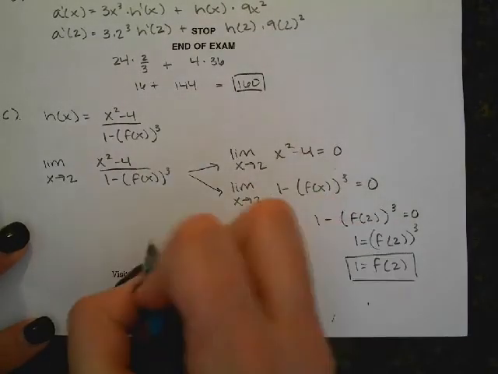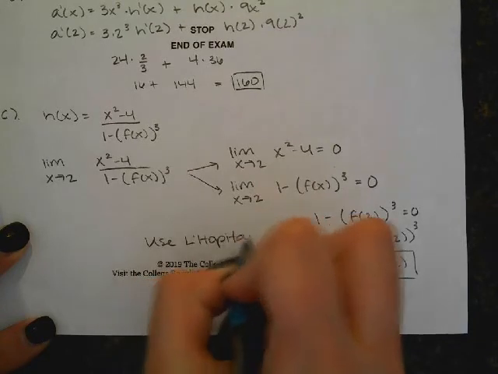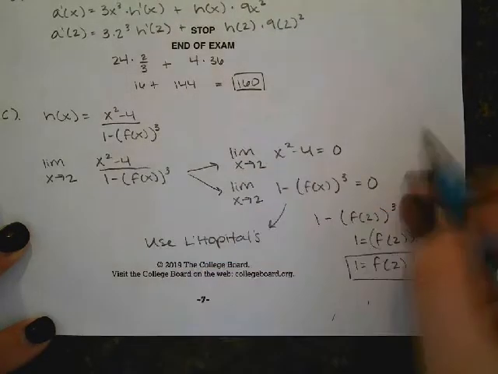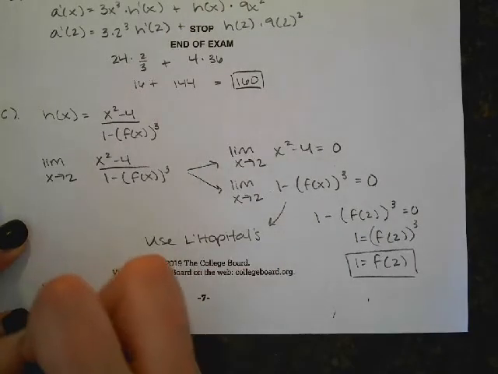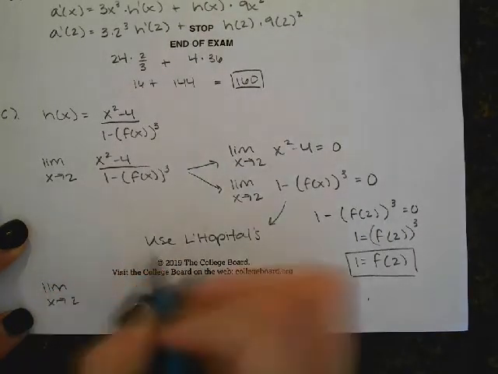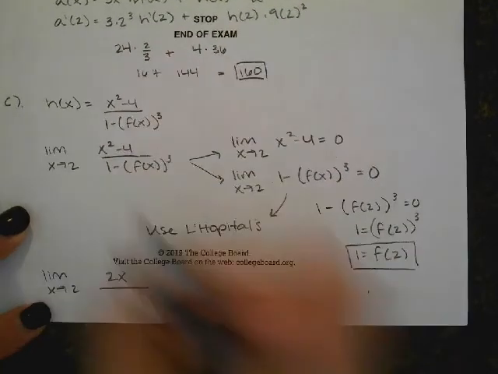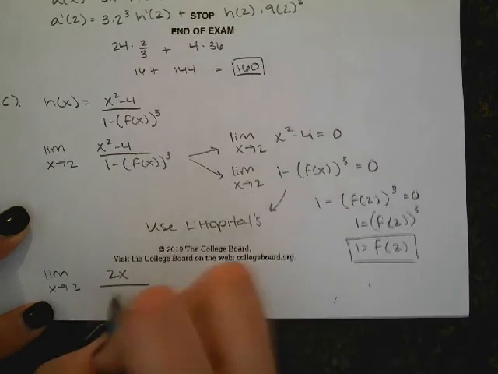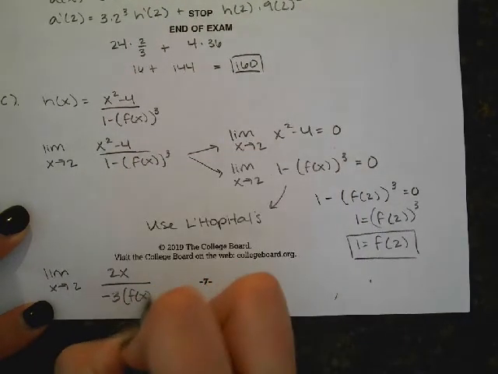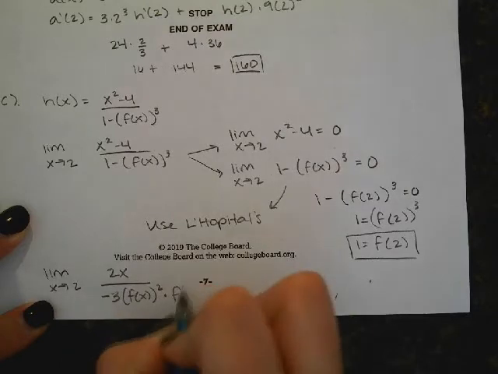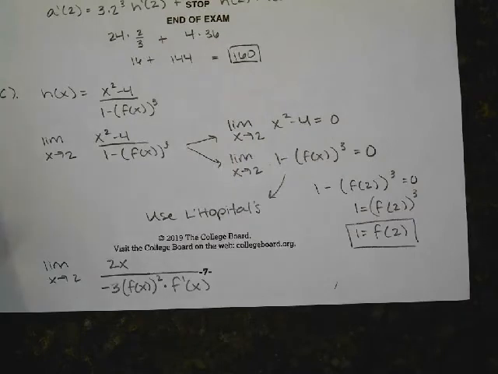So I'm going to go ahead and write use L'Hopital's. And the reason I know I can do that is a result of this 0 and 0 here. That tells me to use L'Hopital's. So now I've got the limit as x approaches 2. And then for the top, I have 2x. For the bottom, I drop the 3 to the front: negative 3 f of x squared multiplied by f prime of x. And so I went ahead and did the same thing.